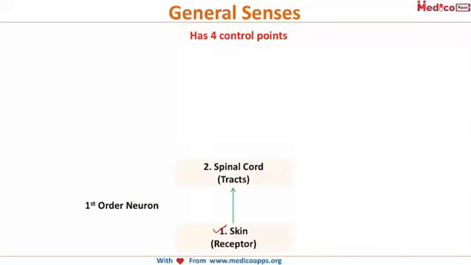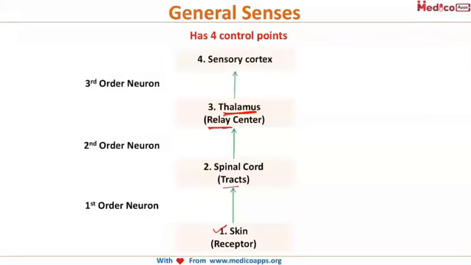The general senses have 4 control points from beginning to their last point of relay. The first receptor for the stimulus is obviously the skin. From there, along the first order neurons, it reaches the tracts that are present in the spinal cord. And from the tracts in the spinal cord, along the second order neuron, they reach the relay center, that's nothing but the thalamus. The second order neurons carry the information from spinal tracts into the thalamus, and finally with the help of the third order neurons they reach the sensory cortex.